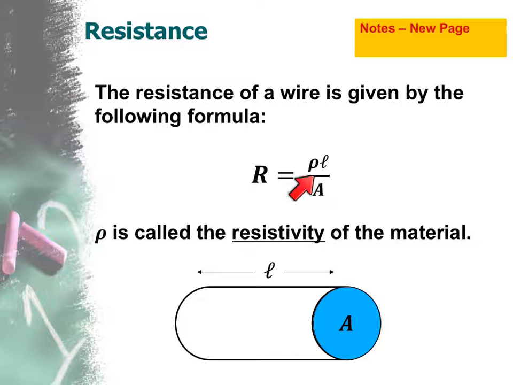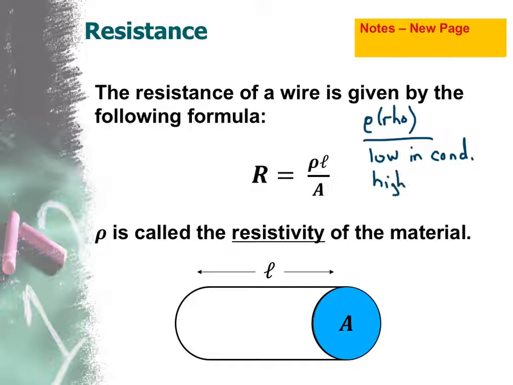So a conductor will have a very low amount of resistivity. And by the way, that letter is the Greek letter rho. It kind of looks like a P, but it's not actually a P. It's actually the Greek letter rho. That is low in conductors, and it's very high in insulators. And if you think about that, that makes sense because conductors have low resistance.